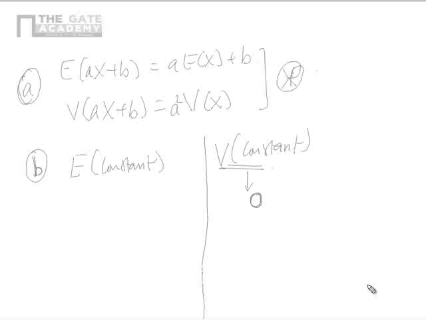Now first let us find the expectancy of a constant and validate our common sense. Let the constant be k. So I have to find E of k. E of k will be the integral from minus infinity to infinity of k times f of x dx. Now k is a constant, so k will be brought outside, and the integral of f of x dx from minus infinity to infinity is nothing but 1. So the average value of a constant is the constant itself.